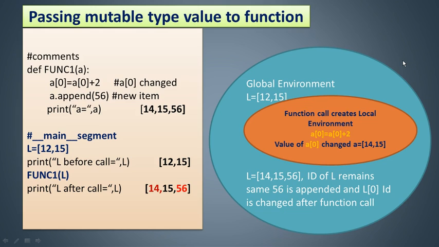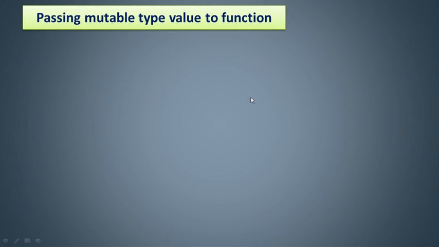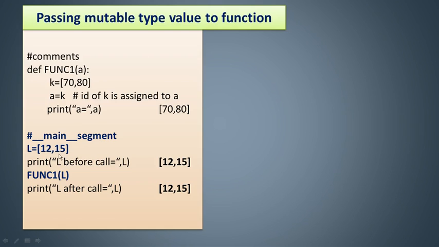Now let us focus again on this same example, but now we will be changing the id of the list. You can see it is almost similar. This function is called by passing L. So let us see this. When you call this function, L is passed to A, that means A and L both are referring to the same memory address.